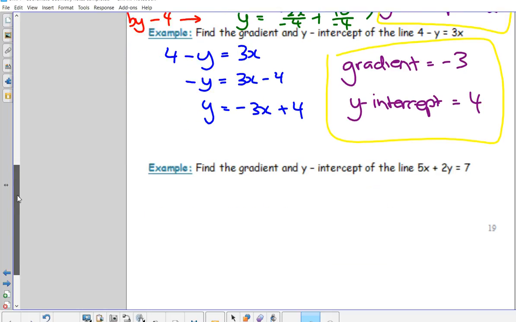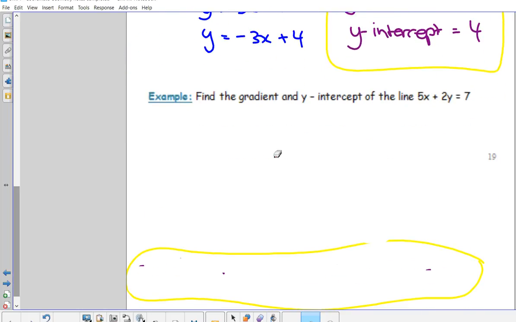Lovely. Now you're asked to find the gradient and y-intercept of this line, 5x plus 2y equals 7. So just like before, you've got to rearrange to make y the subject, and then you'll have it in gradient intercept form. Then you just read the answer: the gradient is the coefficient of x, the y-intercept is the constant term. So again, I just have started by writing the question again.